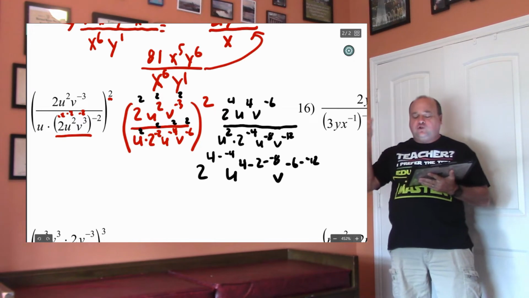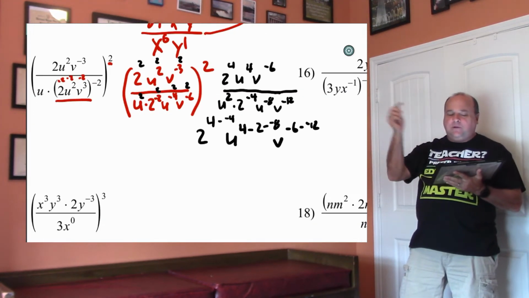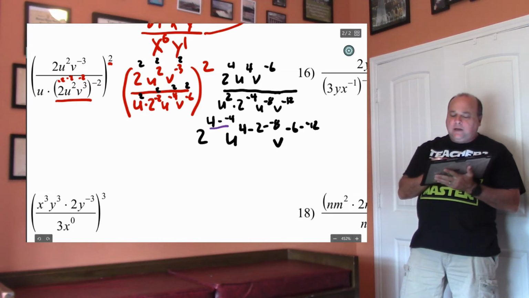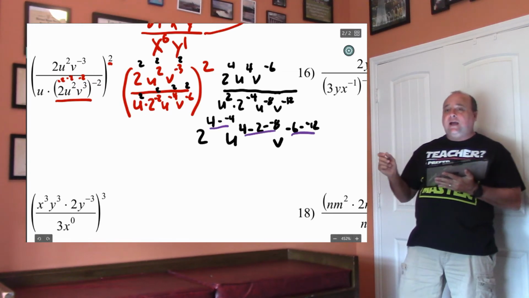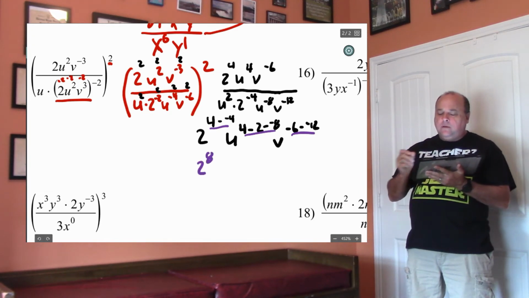When you divide, you subtract the exponents. Notice I have this all on one line. Now I've got to simplify my integers. So you need to type this into the calculator. So 4 minus a negative 4 is 8, so 2 to the 8th.